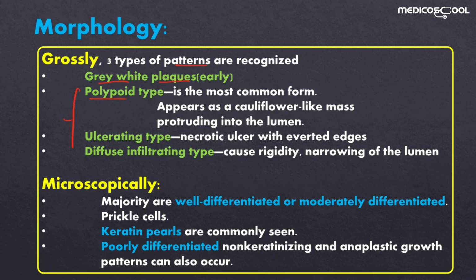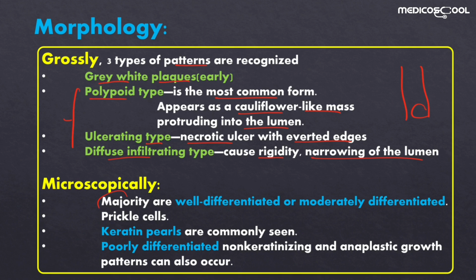It may be in the polypoid form, which is the most common type, and it appears as a cauliflower-like mass protruding into the lumen. For example, this is the esophagus, and here it occurs as a cauliflower-like mass in the lumen. The ulcerating type, in which there is a necrotic ulcer having everted edges, and the diffuse infiltrating type, which infiltrates into the wall of the esophagus, causing rigidity and thus narrowing of the lumen.